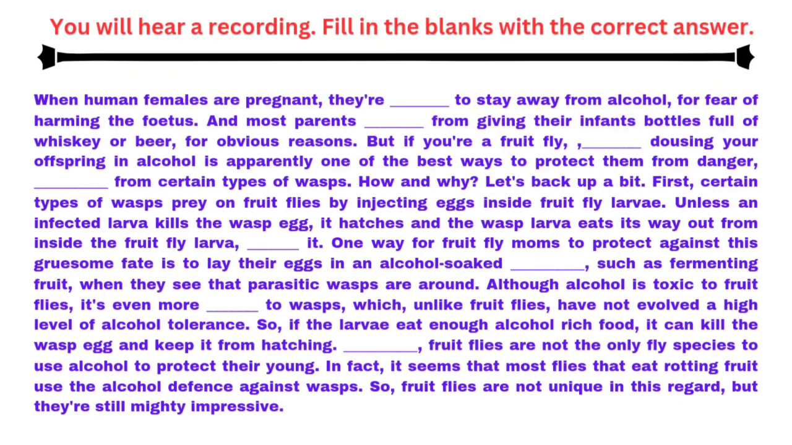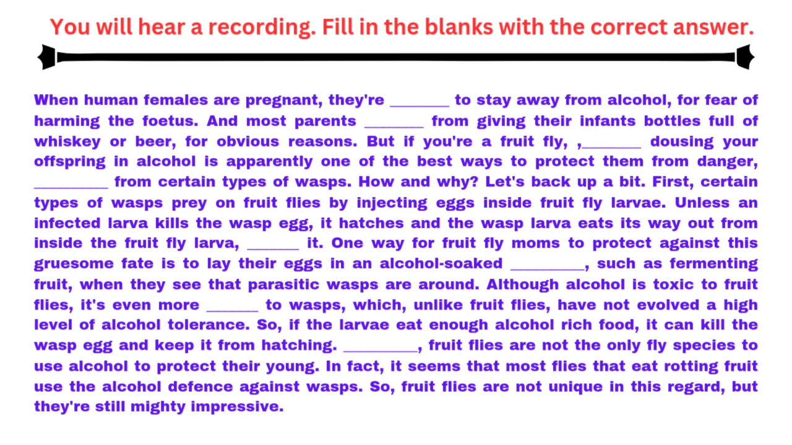When human females are pregnant, they're advised to stay away from alcohol, for fear of harming the fetus. And most parents refrain from giving their infants bottles full of whiskey or beer, for obvious reasons. But if you're a fruit fly, literally dousing your offspring in alcohol is apparently one of the best ways to protect them from danger, particularly from certain types of wasps. How and why? Let's back up a bit.